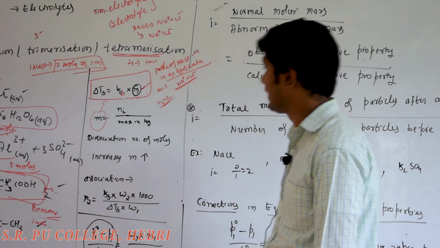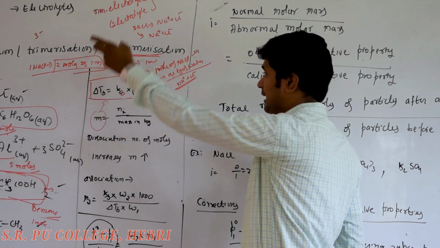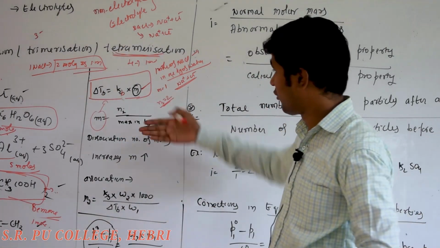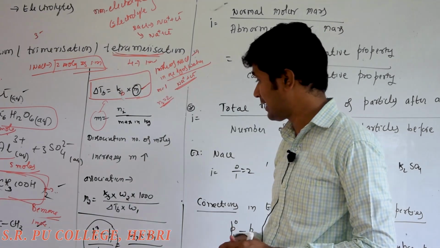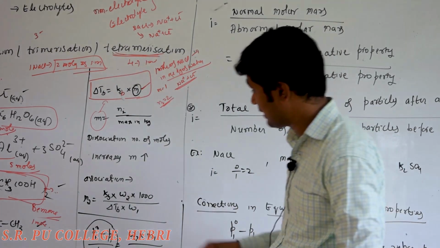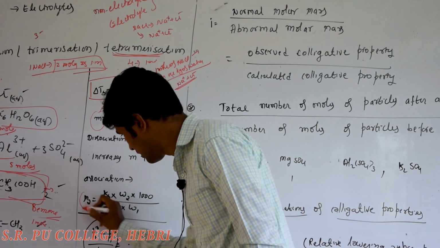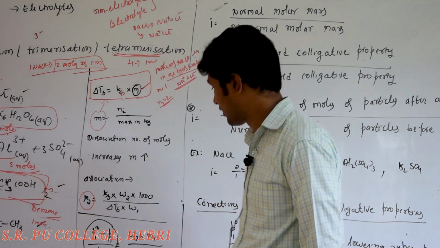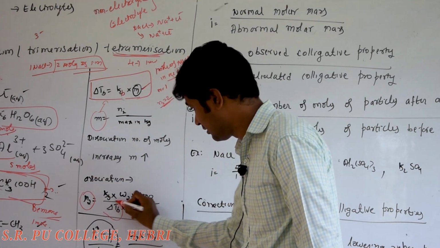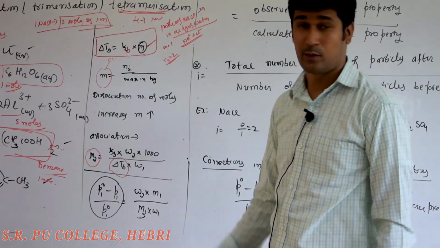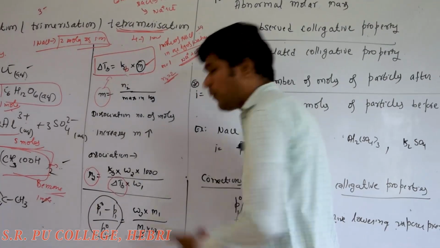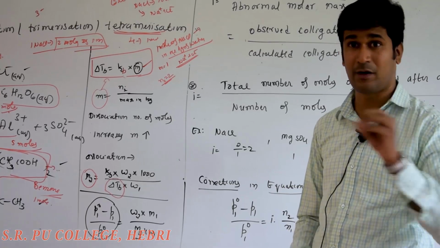As m increases, delta Tb increases. As the number of moles increases, delta Tb increases. As delta Tb increases, what happens to the molar mass of the solute? It decreases, because delta Tb is in the denominator. So as delta Tb increases, molar mass decreases, which is the abnormality.